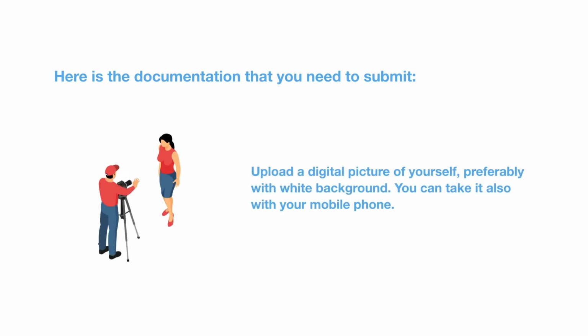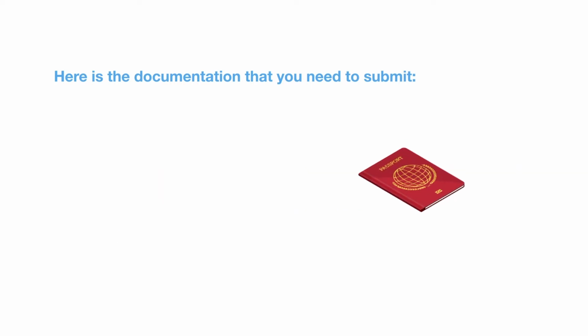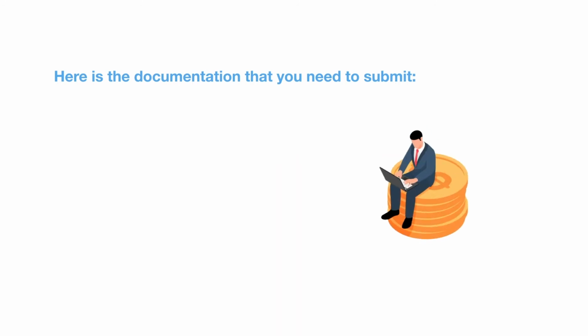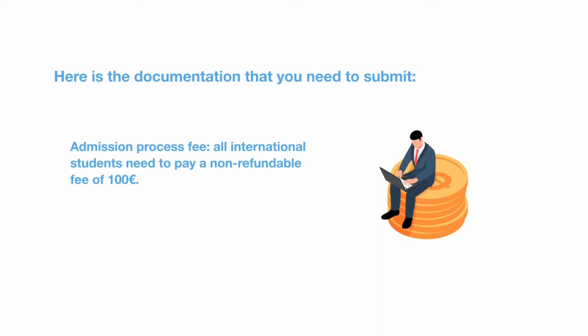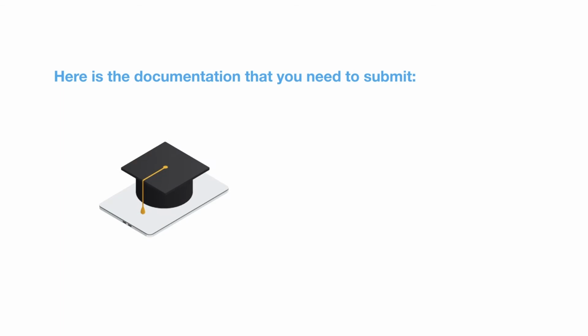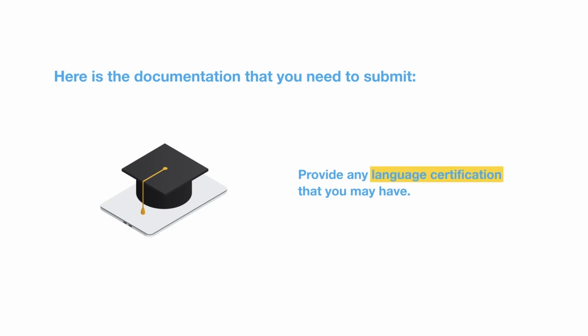Upload a digital picture of yourself, preferably with a white background. You can take it also with your mobile phone. Upload your passport. Upload also a recommendation letter from your high school counselor or professor. Admission process fee. All international students need to pay a non-refundable fee of €100. Remember to attach the receipt on the platform. You can pay through the online shop or via bank transfer. Here you can find the details. Provide any language certificate you might have.